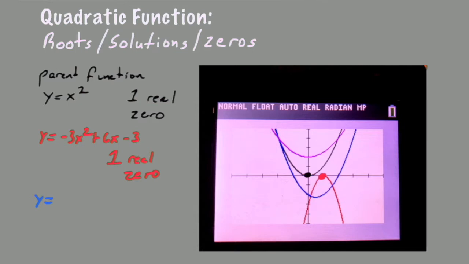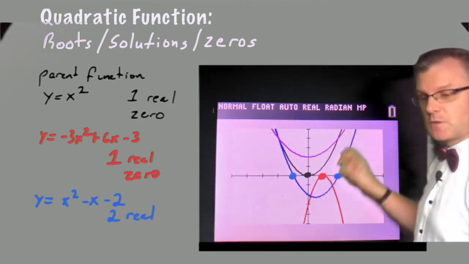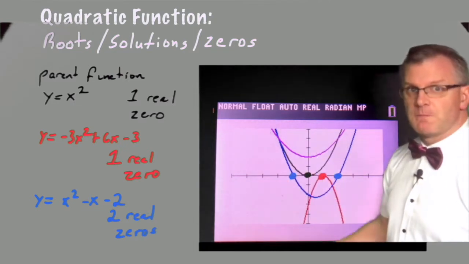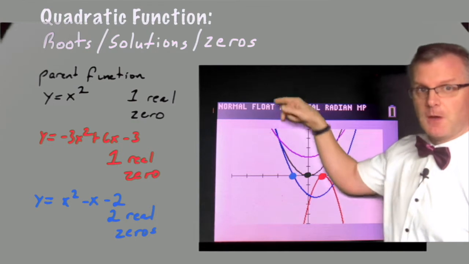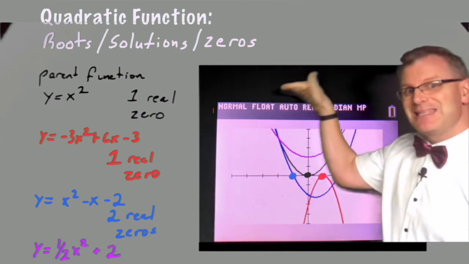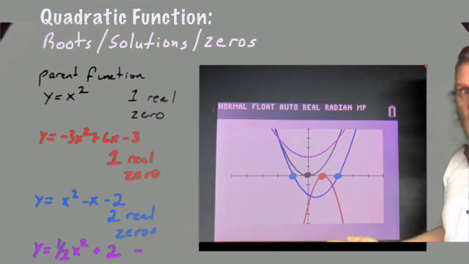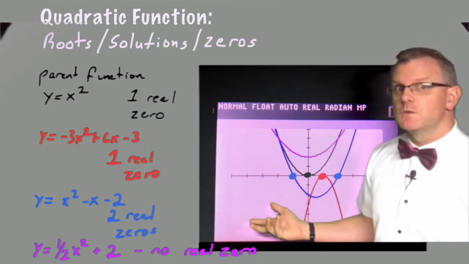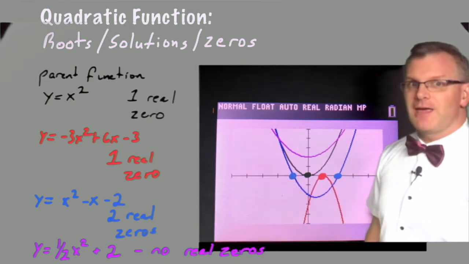Looking at our third function, y equals x squared minus x minus 2, you'll see that this one actually has two zeros. This has two places where it's crossing the x-axis, so it has two solutions or two zeros. And then our purple function up here, 1/2 x squared plus 2, notice that that does not touch the x-axis, so it has no real zeros. It has solutions or roots, but they're imaginary, and we're going to get to that in a later video.